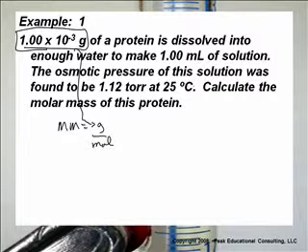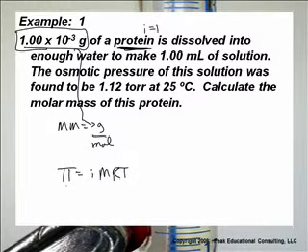Now, it is a protein, and proteins are covalent compounds, so we can assume that i is equal to 1. So we can say pi equals iMRT. Well, what's pi? They gave it to us: 1.12 torr. I don't like torr, so let's convert that to atm. Divide that by 760, and you get 1.47 times 10 to the negative 3.